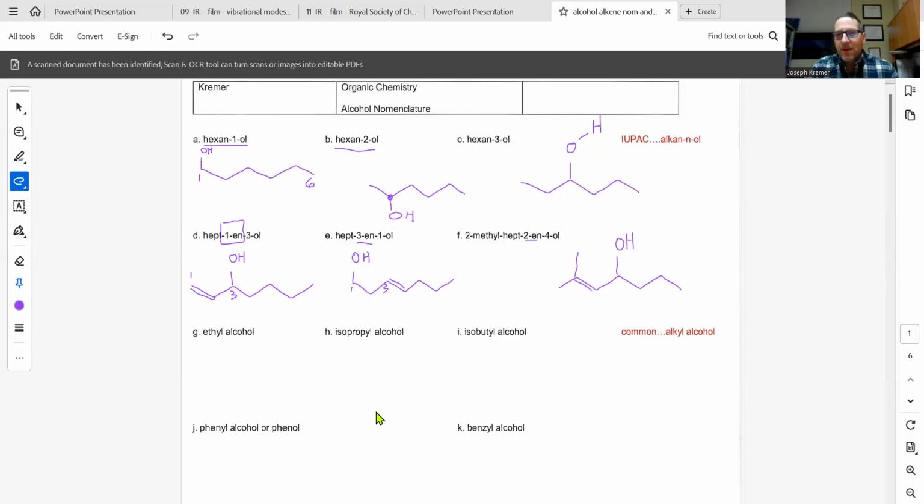So that's IUPAC. Now we see what are called common names of alcohols. So this is brought forth by alkyl alcohol. So here are some examples, not to waste any of your valuable time. Ethyl alcohol, tag on an ethyl group to an alcohol. Isopropyl alcohol. You handle this in organic chemistry 1.